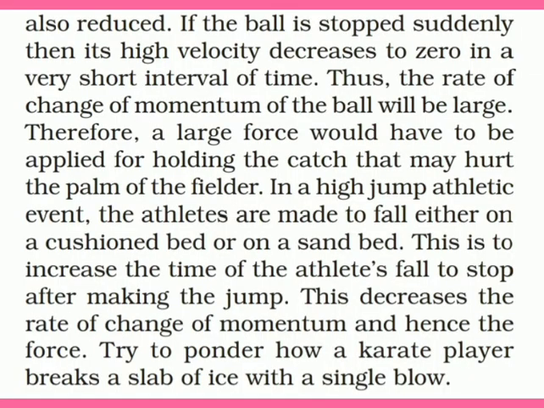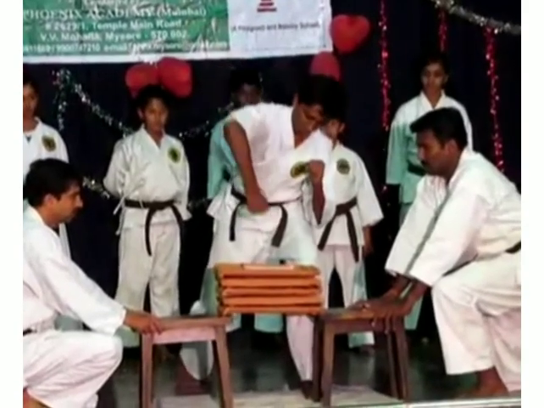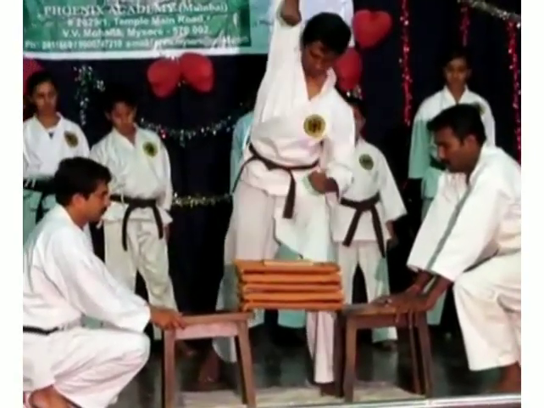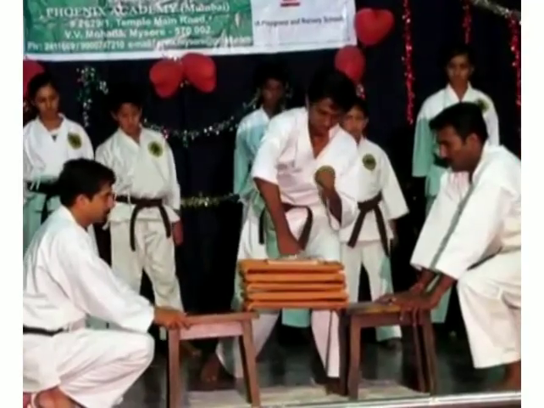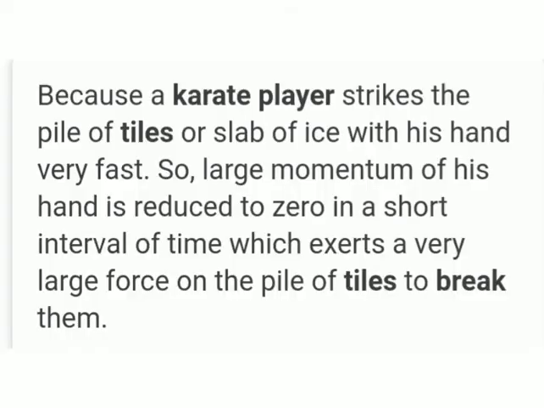Try to ponder how a karate player breaks a slab of ice with a single blow. Because a karate player strikes the pile of tiles or slab of ice with his hand very fast, the large momentum of his hand is reduced to zero in a short interval of time, which exerts a very large force on the pile of tiles or slab of ice to break them.